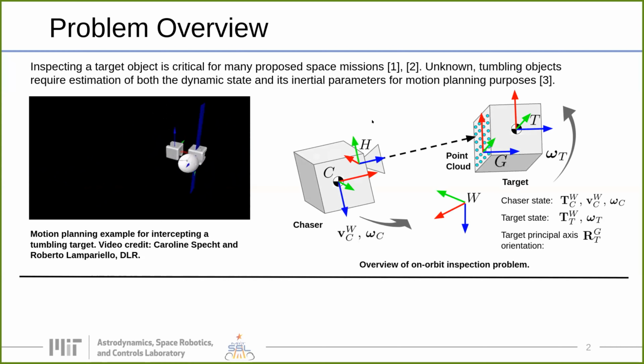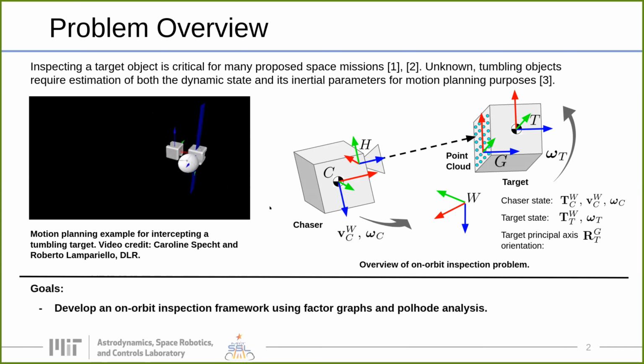And so looking at the frames for this problem, we have a chaser, we have a target, we have the camera frame, which is H there, and we're trying to determine the relative pose and velocity and angular velocity of the target, as well as the principal axis orientation. That G frame there is just an arbitrary coordinate frame based on the first point cloud that you get of the target, because you don't know anything about the target yet. You have to initialize something arbitrarily and then work out the relationship to the true principal axes of the target.